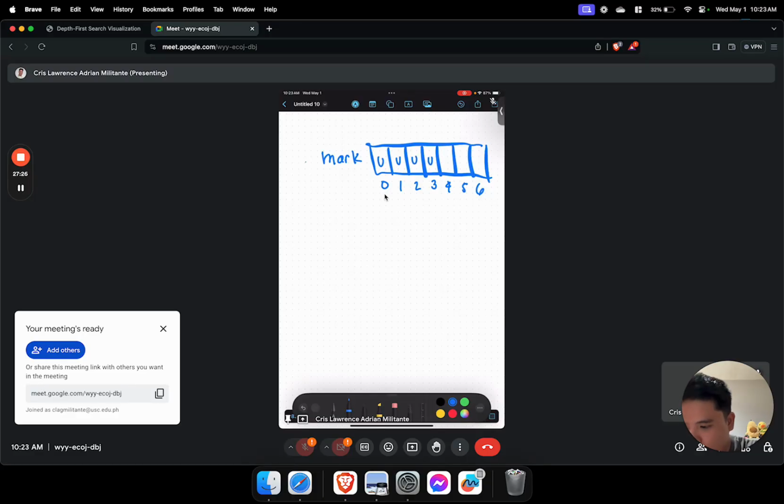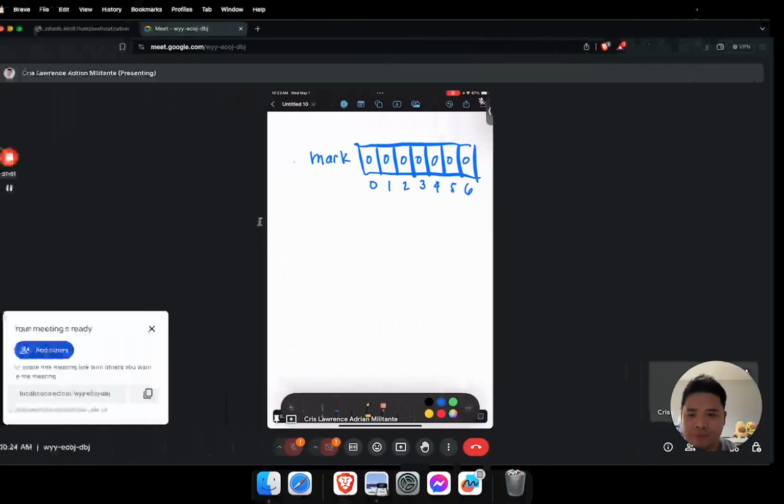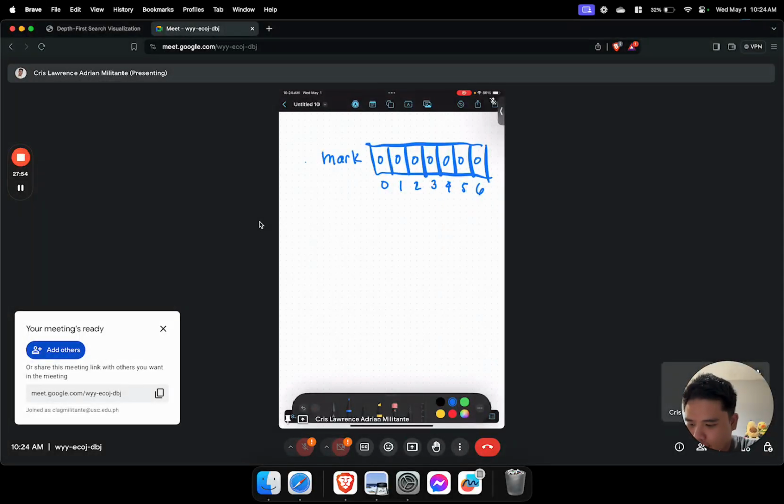I shouldn't use U and V because I draw it very badly. Let's use 1 and 0, I guess. Okay, let's just say everything is unvisited for now. And I'll start my DFS by calling DFS4. So DFS4 means I drew the number 4 here. That is my first vertex.